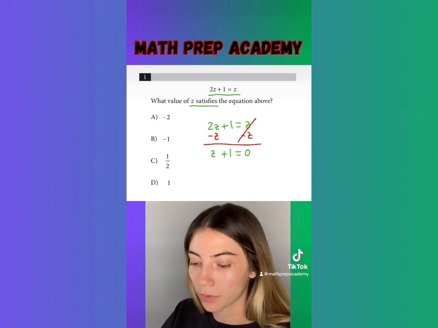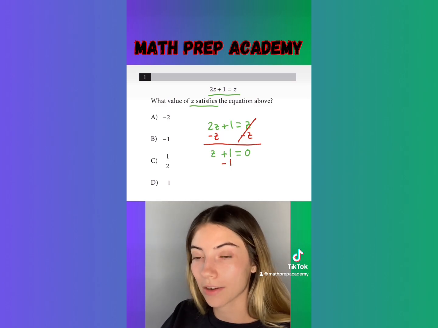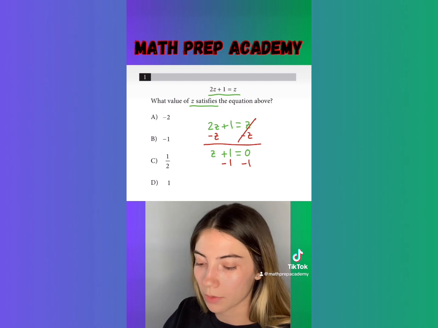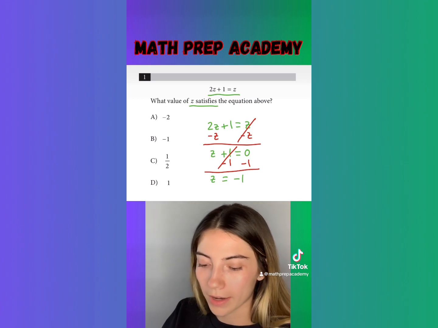And now we can move the plus 1 from the left to the right. So what's the opposite of plus 1? Minus 1. If we do it on that side of the equal, we have to do it to the other side of the equal. What's 1 minus 1? They cancel out. And that gives us that z is equal to negative 1. Our answer is right there.